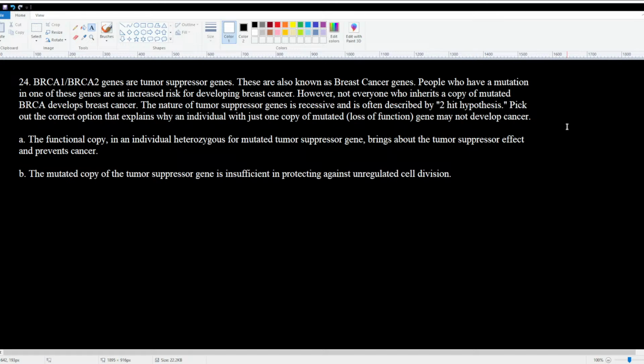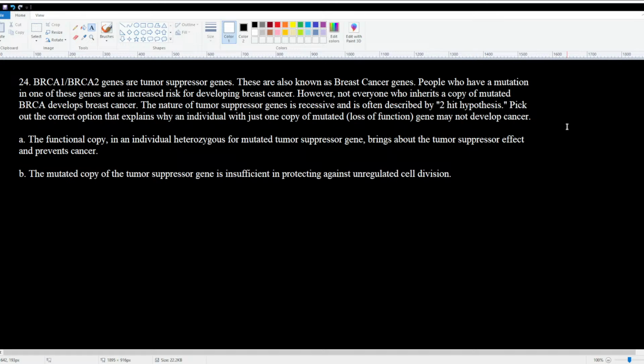The BRCA1 and BRCA2 genes are tumor suppressor genes. They're known as the breast cancer genes. People who have a mutation in one of these genes are at increased risk for developing breast cancer. However, not everyone who inherits a copy of mutated BRCA develops breast cancer. The nature of tumor suppressor genes is recessive and is often described by a, quote, two-hit hypothesis. Pick out the correct option that explains why an individual with just one mutated copy might not develop cancer.